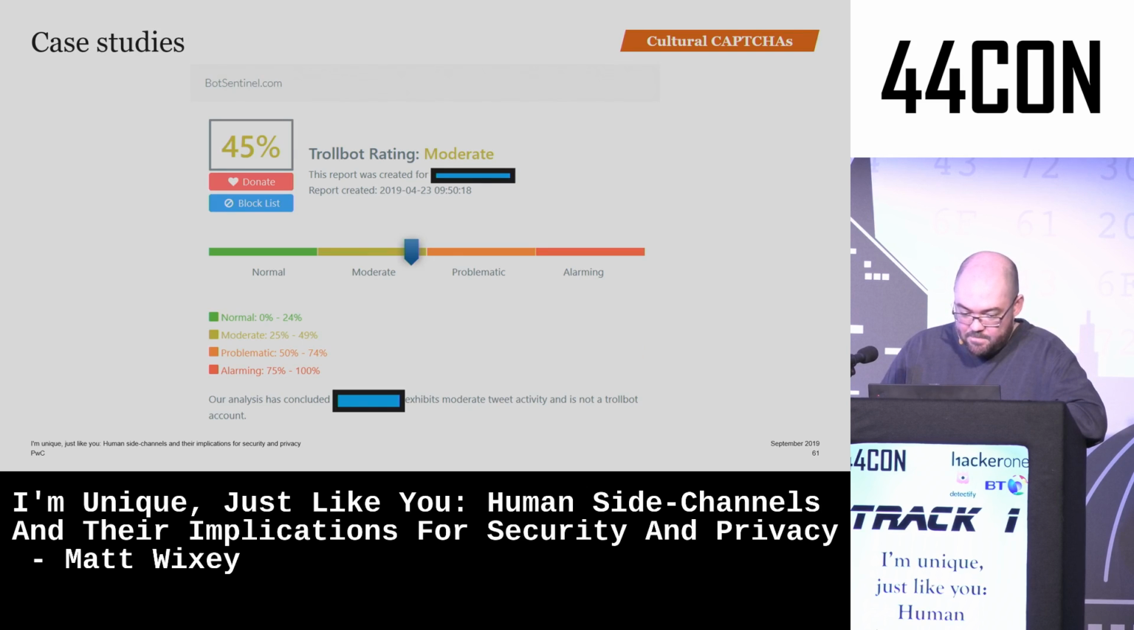So I want to show you an example of where this technique was used by somebody to potentially out a troll on social media. I've blanked out account names in this example, but when you search for this account against some of these online services that claim to be able to tell you if an account is automated or not, you get a 45% rating, which shows that this account is almost certainly involved in some trolling, but it's not believed to be a bot. It's not believed to be automated.